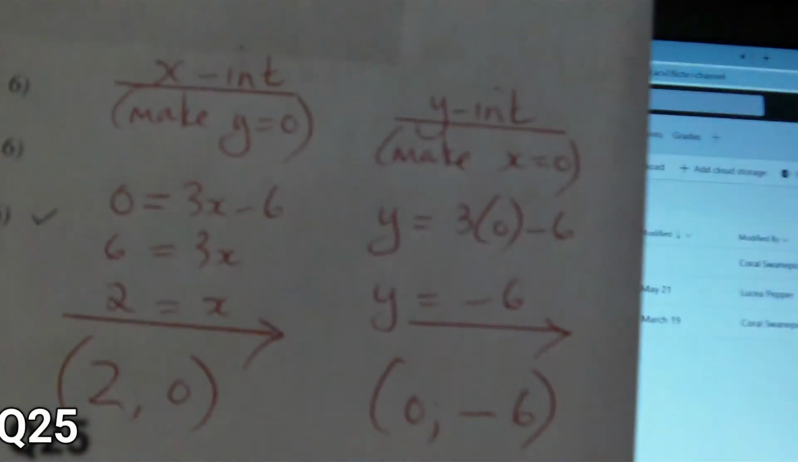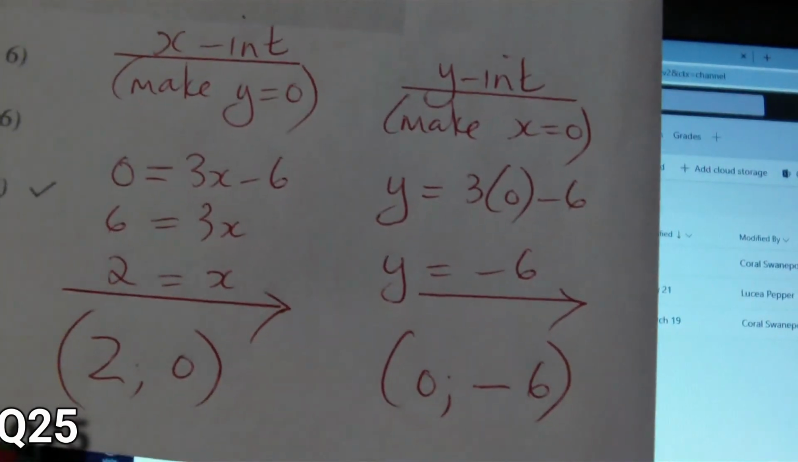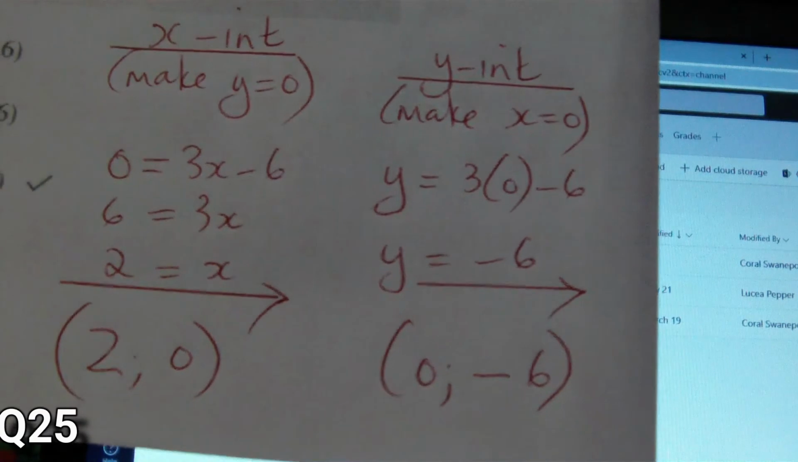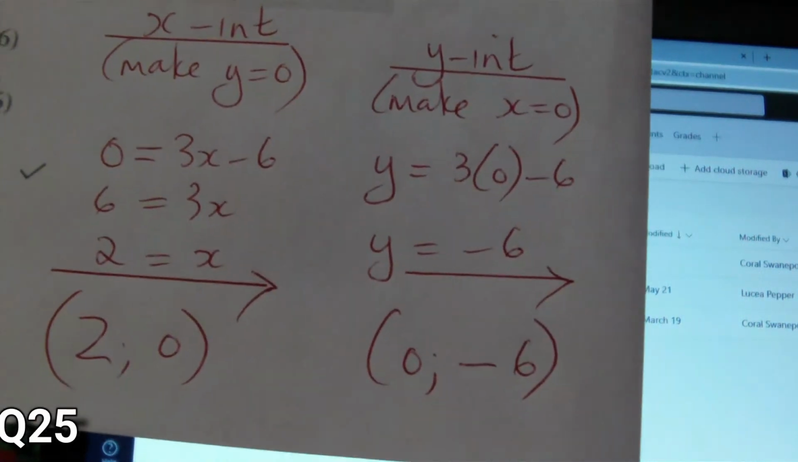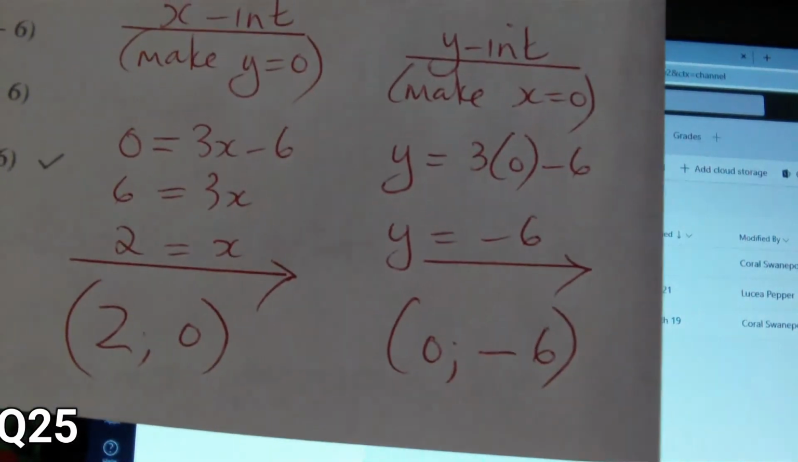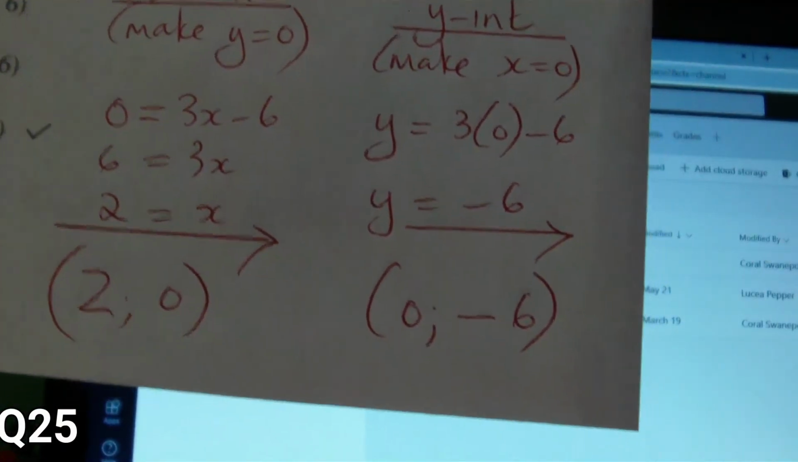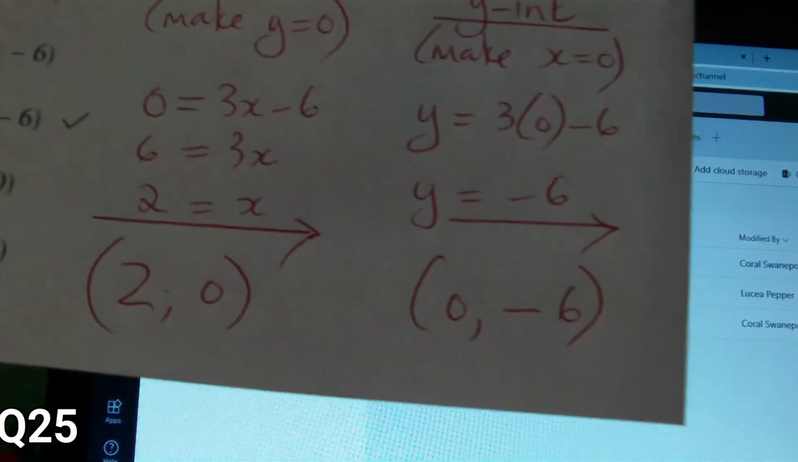And then to find the y-intercept, you make x naught. So I just subs x is 0 into the equation, and I ended up with y is equal to minus 6. So that's the y-intercept. It's where it cuts the y-axis. The coordinate of that point is x is 0, y is minus 6. Okay, there are your two intercepts.